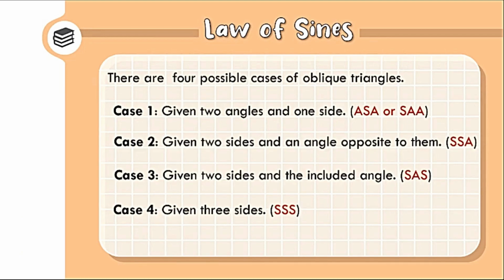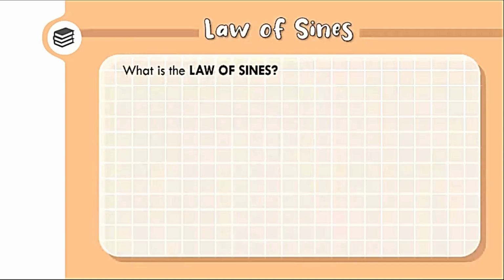The second case is sometimes described as the ambiguous case because it is possible that the solution of this case is not a unique solution; there may be two solutions or no solutions at all. One property of triangles that can be used in solving oblique triangles is embodied in the law of sines. So this time, let us define what the law of sines is.